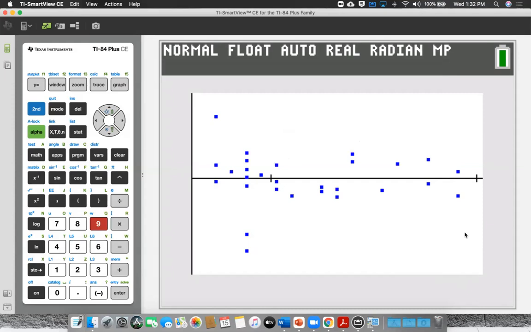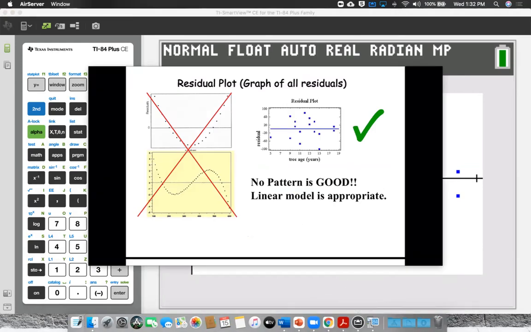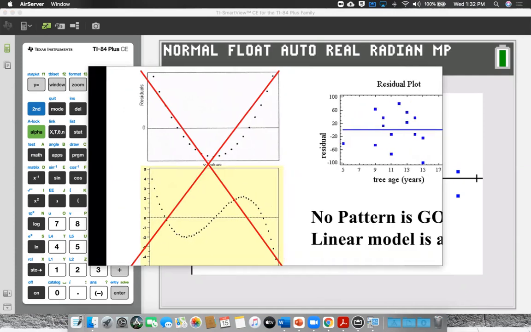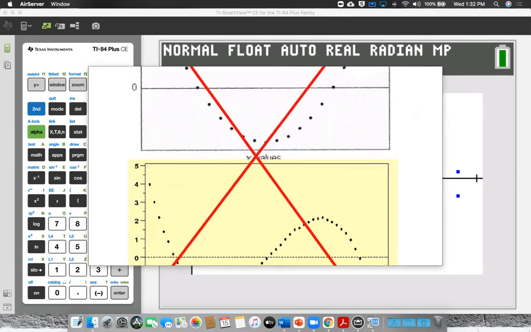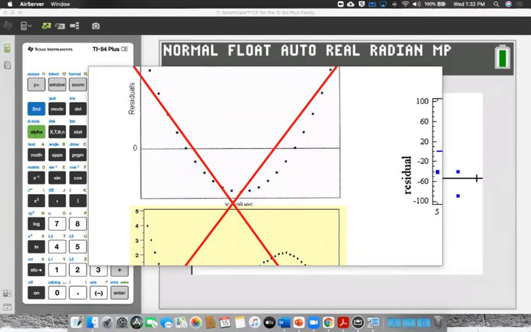It means the equation we came up with yesterday is appropriate. It works. It's reliable. Okay? No pattern is good. Linear model is appropriate. It means that equation is okay to use. It's safe to use. If we got one of these guys, it would mean that the equation is not appropriate. It's not best to use. Why would that be?